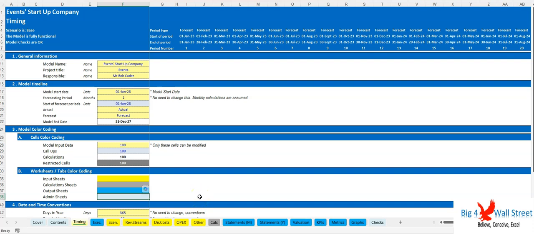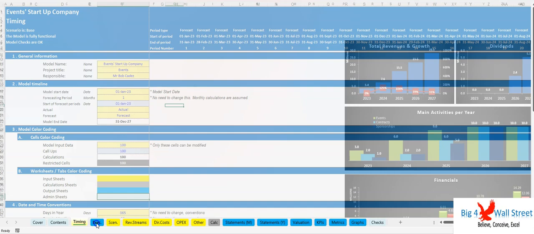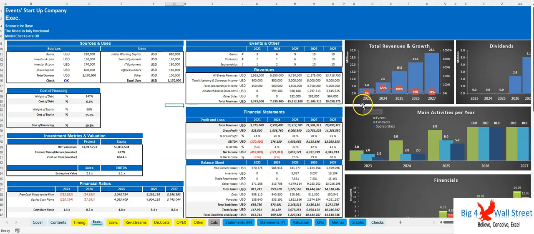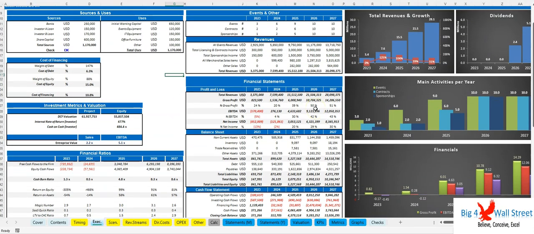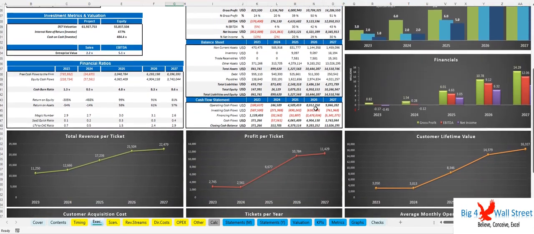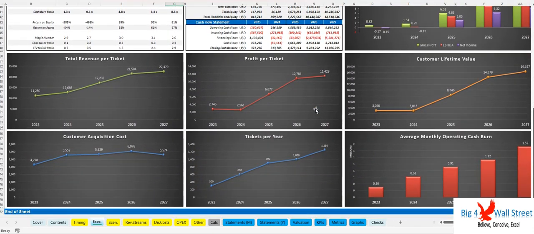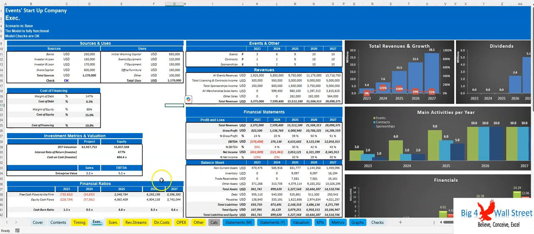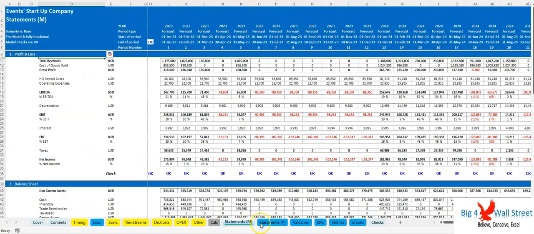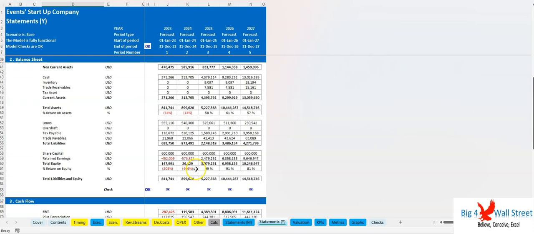In the Summary tab, you can see a high-level report with the main metrics and value drivers of the model. It can be readily printed on one page for your convenience. In the Outputs tab, everything is aggregated here into the relevant statements, profit and loss, balance sheet, and cash flow.